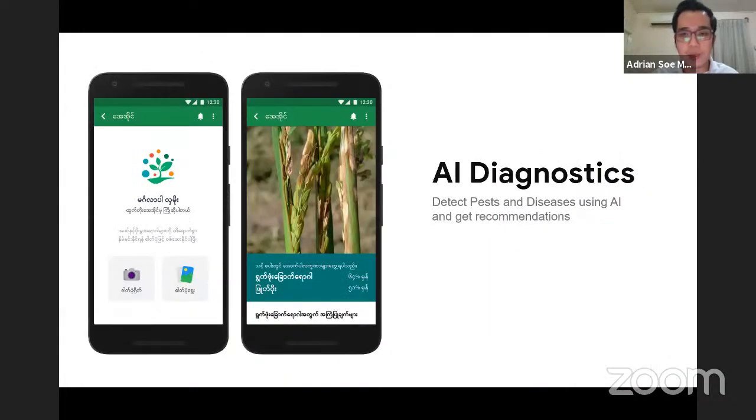And lastly, we're experimenting with image recognition artificial intelligence that allows farmers to just scan a picture of the plant, and then the AI will automatically diagnose what disease is present and recommend the best solution available in the market.